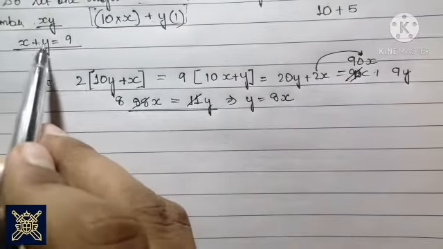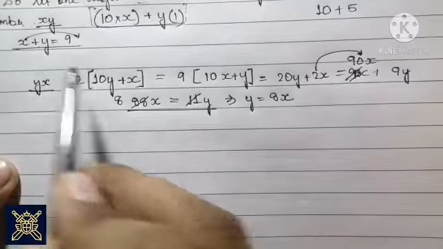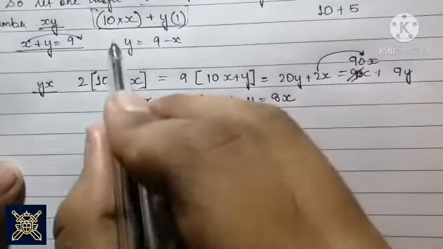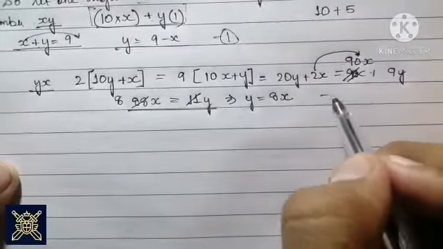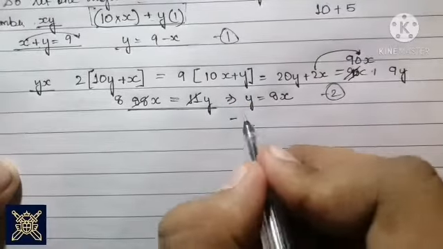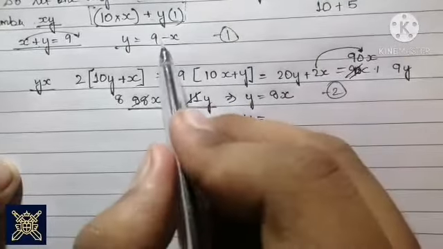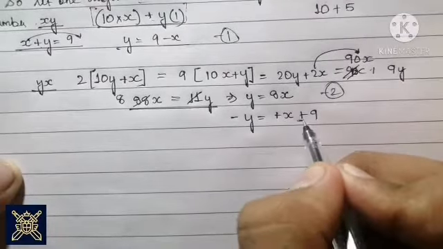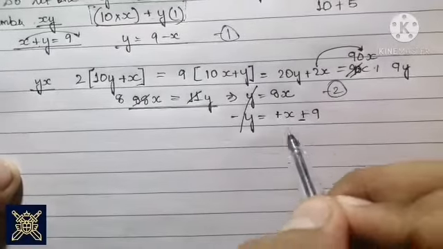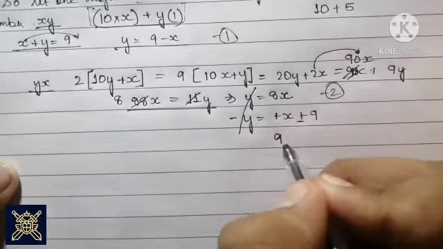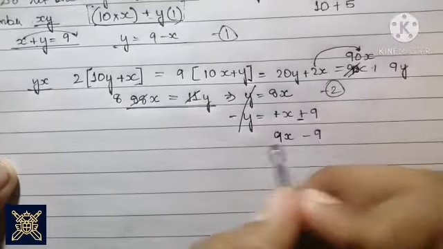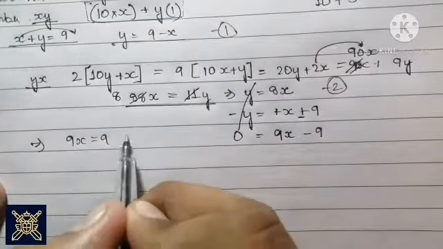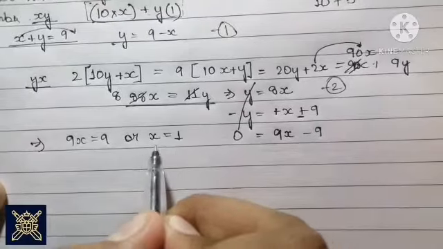Now you can take this y on one side and transpose this x so that you can eliminate them easily. So y is equal to 9 minus x. Now subtract the second equation from the first. So y is equal to 8x, minus y is equal to, here you have minus x plus 9. The sign will change, this will become positive, this will become negative. Minus y is 0, 8x plus x is 9x, and this is minus 9. So 0 equals 9x minus 9. This implies that 9x is equal to 9, or x is equal to 1.